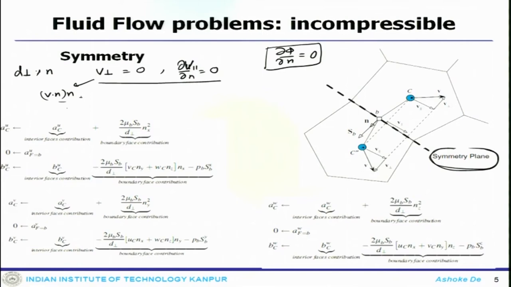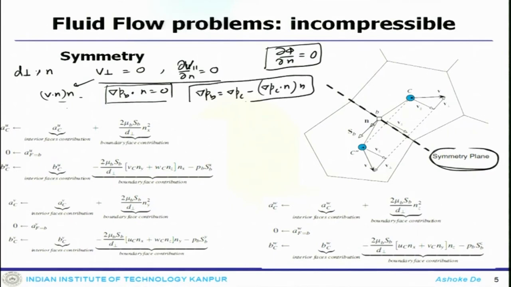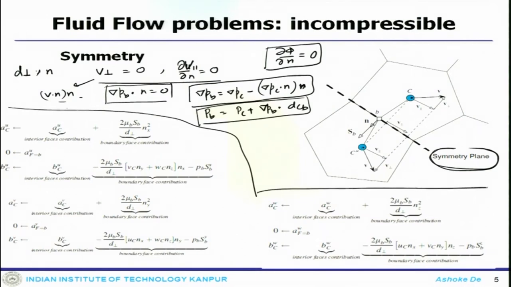Now, also since it is a symmetry condition, pressure will also satisfy that del P b dot n equals 0. So, the pressure gradient is also going to be 0, and the pressure at the symmetry boundary can be extrapolated using the condition like delta P b equals delta P c minus (delta P c dot n) n. So, like this you can extrapolate the pressure at the symmetry boundary. Then the pressure could be obtained as P b equals P c plus delta P b dot d c b, which we have done earlier in the previous case. So, once you get all this information, you get pressure, velocity and everything.